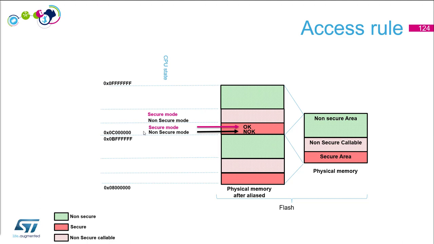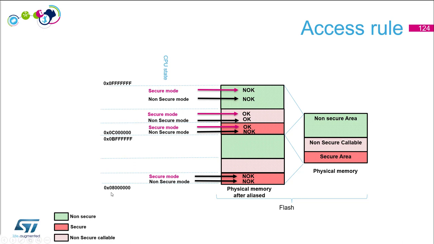Now, if we try to call the non-secure callable area from the secure alias range of address, the secure mode and the non-secure mode could access. So it's through this address that we can call the non-secure callable area from the non-secure code. Then in secure mode or in non-secure mode through the secure alias range of address, we can't access this region.